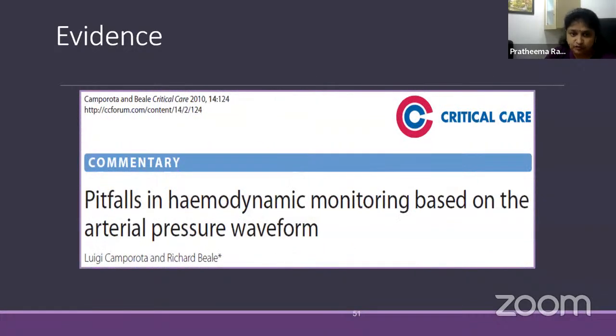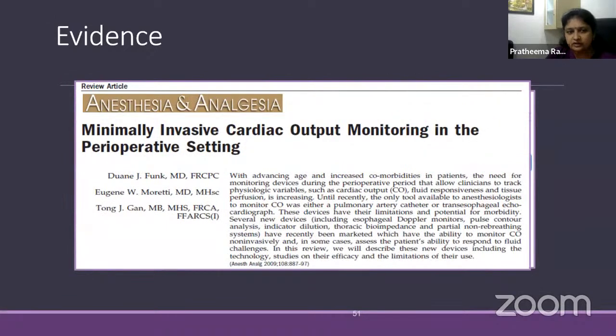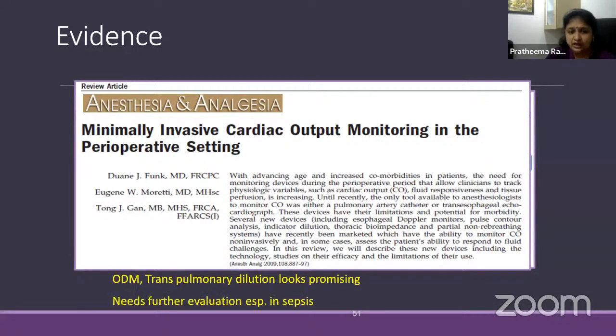There are a lot of pitfalls in hemodynamic monitoring. No, we cannot take one hemodynamic monitor and say that it is enough for the patient. One variable is not enough for the patient. So there have been a lot of pitfalls which have been studied and slowly the evidence of minimally invasive monitoring is helping in the perioperative setting, yes, but in the ICU studies are still going on. And all this ODM, transpulmonary dilution looks very, very promising. ODM is the esophageal Doppler monitor, but it needs further evaluation in sepsis or any other forms of shock. It is not going to help very much.